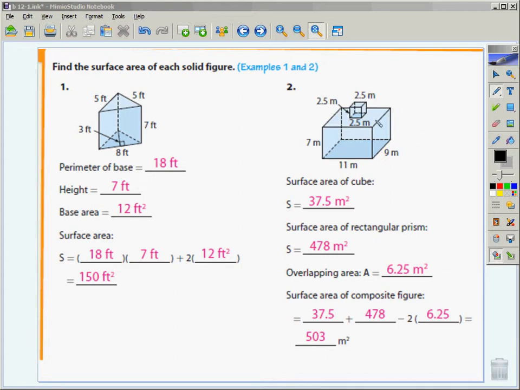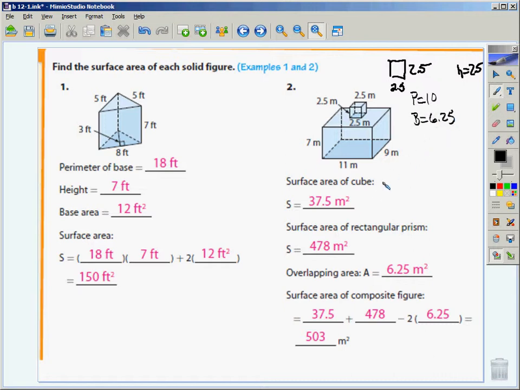On problem number 2, they asked me to find the surface area of the cube, then the surface area of the rectangular prism. So, on the cube, if I separated out the base of the cube, it would have been 2.5 and 2.5. And the height would have been also 2.5. Okay? Now, with that being said, my perimeter would have been 10. My base area would have been 6.25.